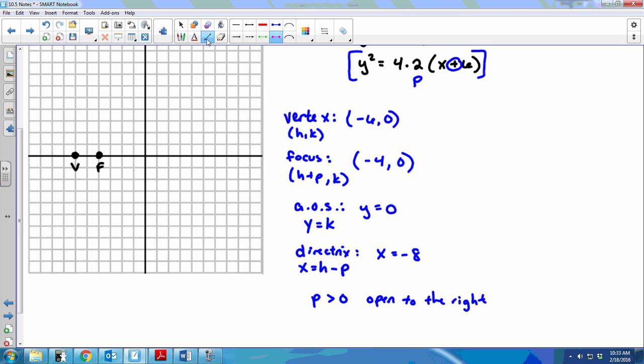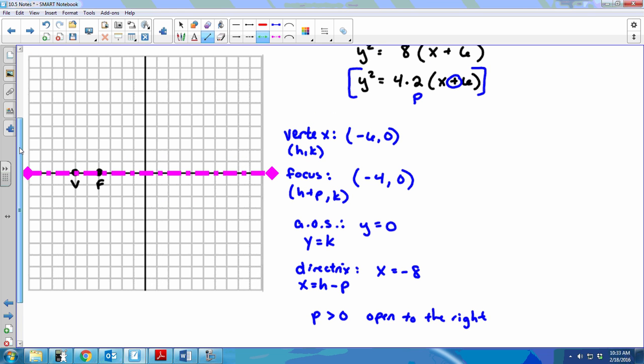The axis of symmetry is at y equals 0. That's the x-axis. The directrix is at x equals negative 8. And we're just going to draw in that we know it's opening to the right. I'm not going to worry about how wide or narrow it's going to be at the moment. We could put values in for x to figure that out if we needed to. Questions about that?